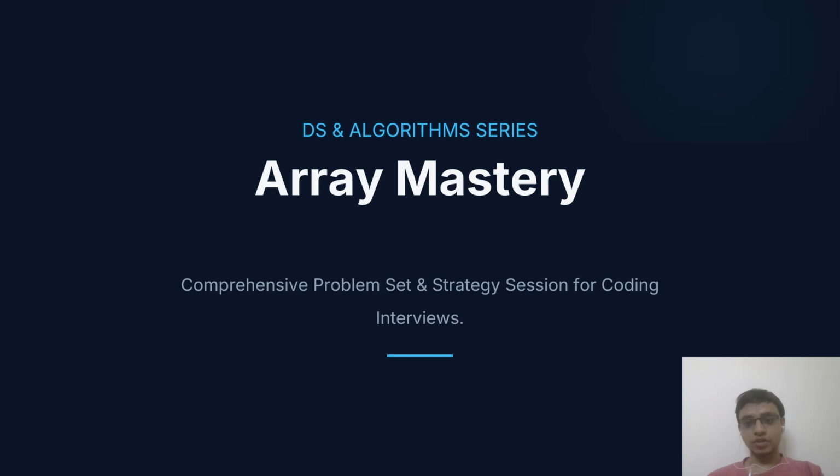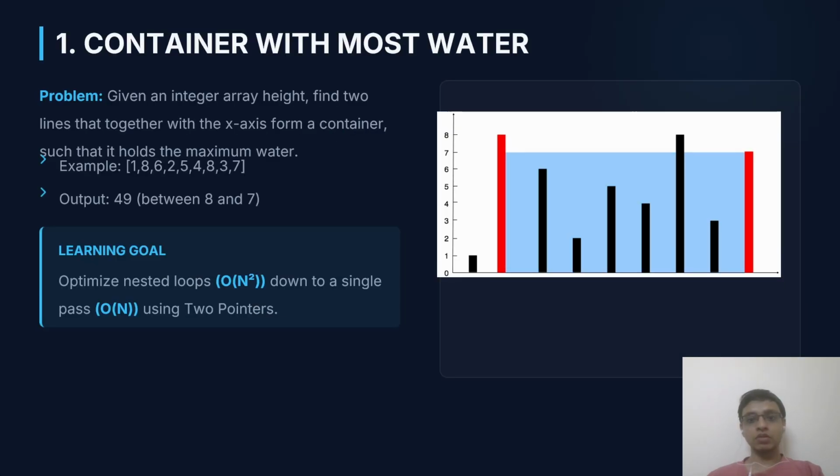So let's start with our first problem. Our first problem is container with most water, which is a very famous LeetCode problem. It says that in a given array of heights, we have to find the most water between two heights, maximum water between two heights. It can be done in various ways, so let's discuss those ways.